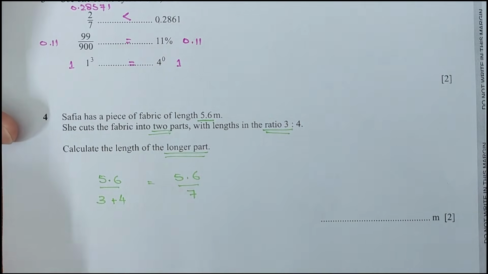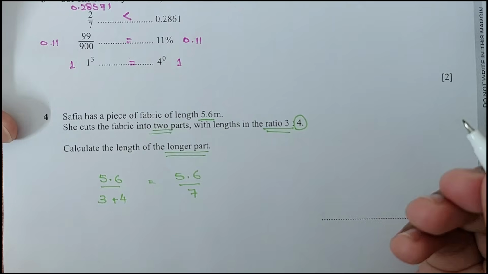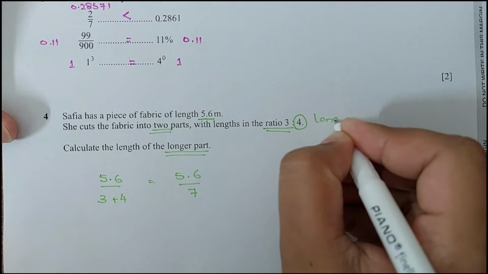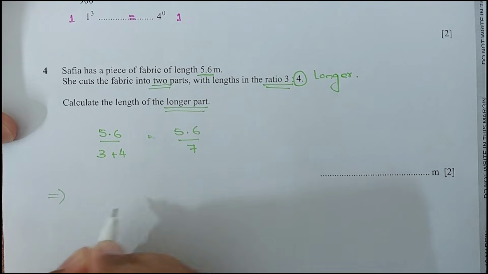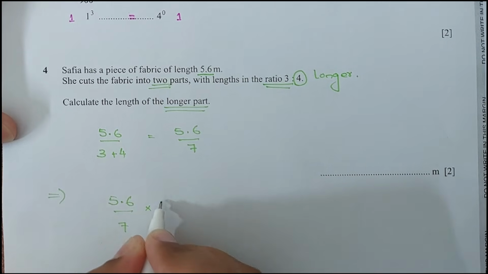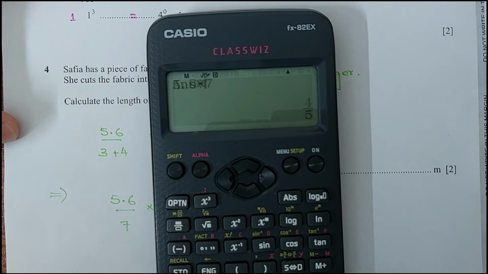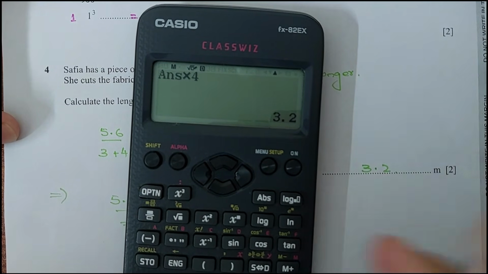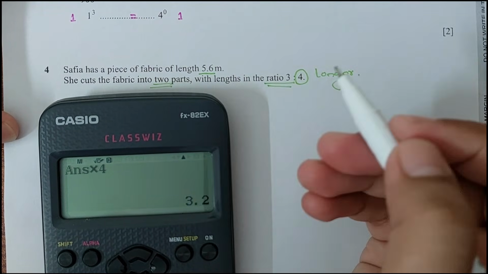Okay, so the longer part is obviously in the ratio of 4. The shorter part is in the ratio of 3. So this is the longer one. For the longer one, we can say 5.6 over 7 times this ratio 4. So 5.6 divided by 7 times 4 is 3.2 meters. So the longer one is 3.2 and we have some shorter one and the total is 5.6.